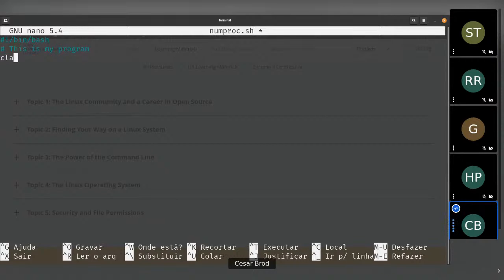I will clear the screen. So here inside this program, I can use any shell command, and I will say echo. Echo will display on the screen what I'm going to say right now. This is the number of processors I have. And here I will just execute that line. Cat /proc/cpuinfo.